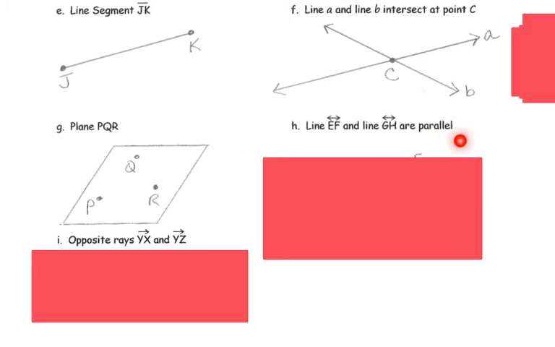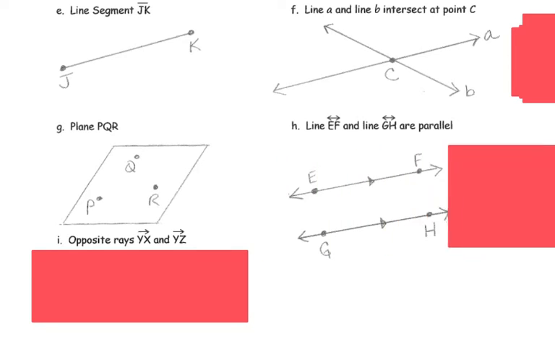Now hopefully we recall parallel lines have the same slope, and most importantly, they never, ever touch. So line EF, arrows at the ends, line GH, arrows at the ends. They are never going to touch. Notice this symbol right here is the symbol to show that these two lines are in fact parallel.